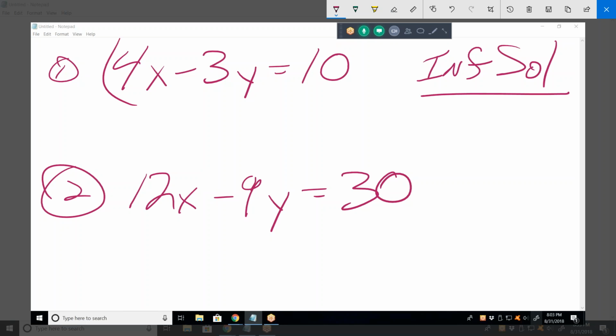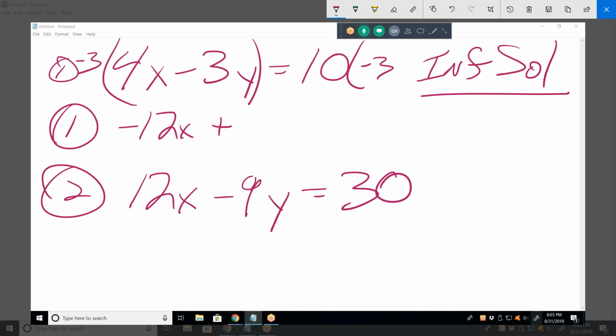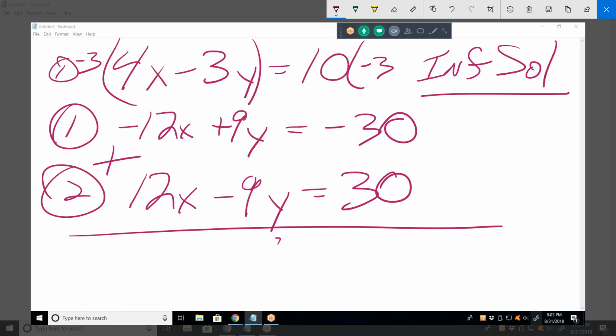You're going to multiply the top by minus 3. You're going to multiply the right side by minus 3. It's going to give you this equation, minus 12x plus 9y equals minus 30. You're then going to add those 2 equations, and you're going to get 0 equals 0. It doesn't matter if it's 0. It could be 1 equal 1 or 5 equal 5. But when you get one number equal another number, it's always that infinite number of solutions, because you don't really have 2 equations.